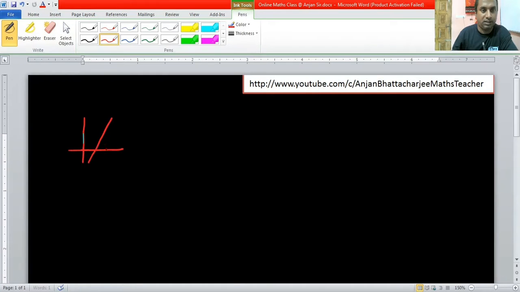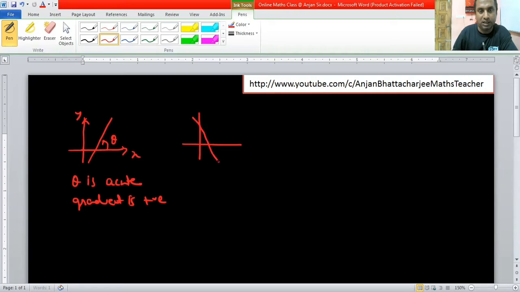That is, if it creates theta with positive x direction, I mean theta is acute. Acute means less than 90 degree. Gradient is positive. And if theta is obtuse angle, it creates obtuse angle with positive x direction. Theta is obtuse, that is gradient is negative.